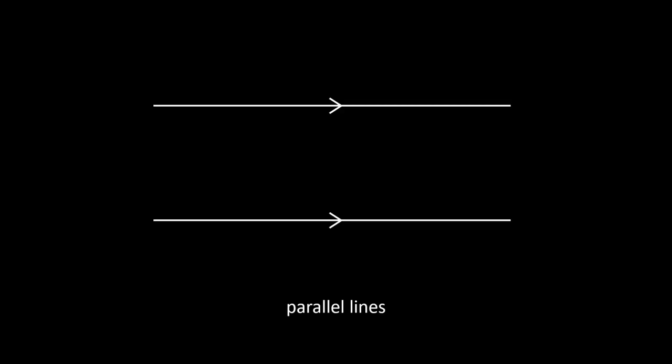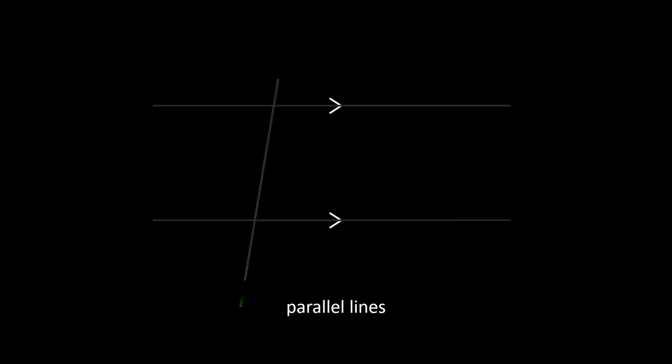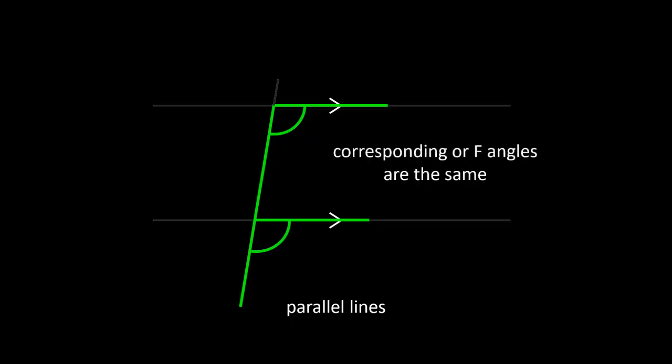Good. Let's have a look at two more parallel lines, and let's have a look for another letter. Now what we're looking for this time is an F. And there we go. There's a kind of F shape. And what this tells us is that that green one and that green one, they are the same. And they are called corresponding angles.